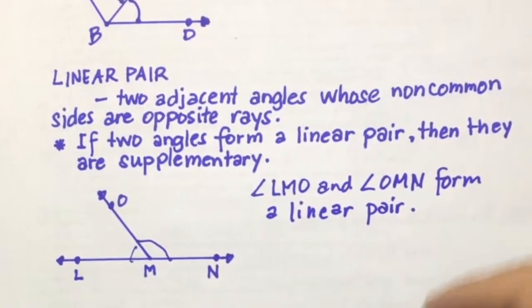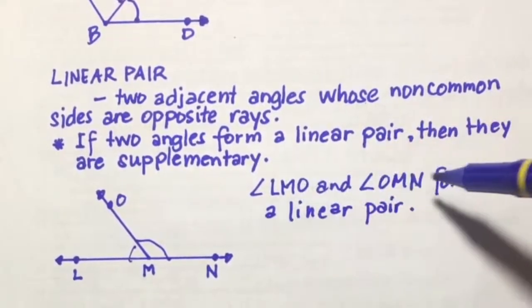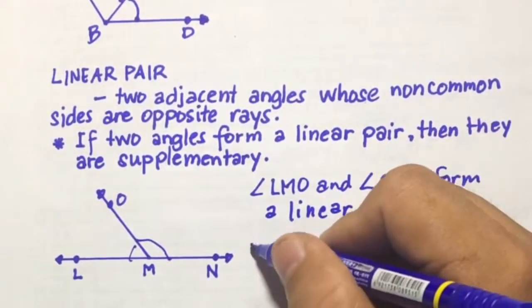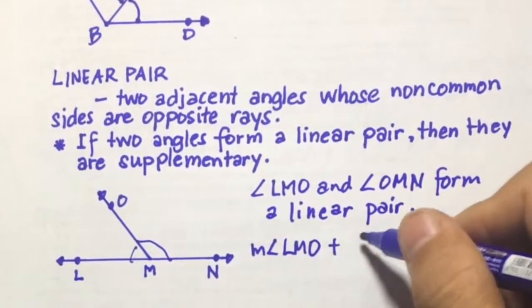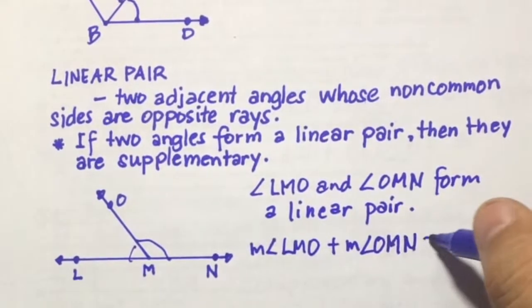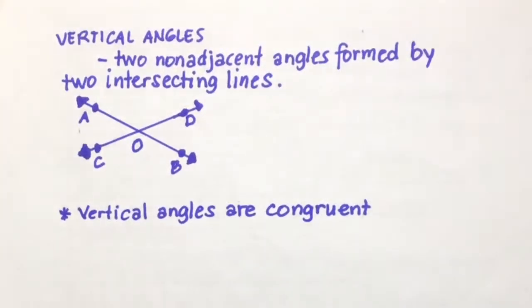Then, if two angles form a linear pair, then they are supplementary. So, these two angles form a linear pair, meaning they are supplementary. So, we can say that measure of angle LMO plus the measure of angle OMN will be equal to 180 degrees. The last one is vertical angles.